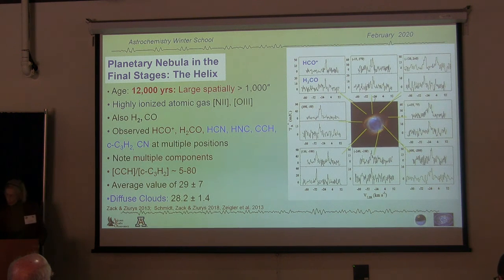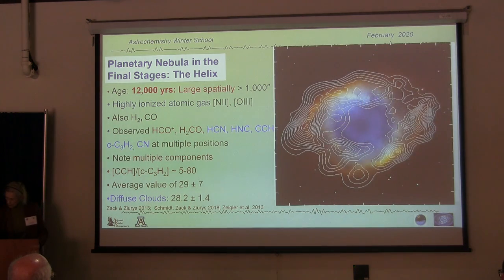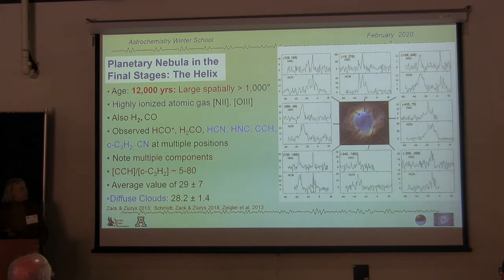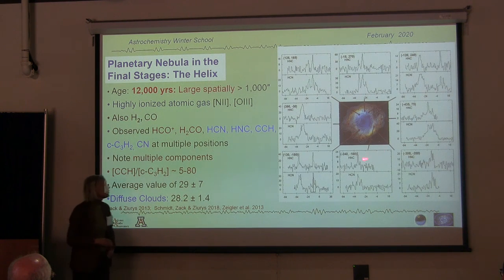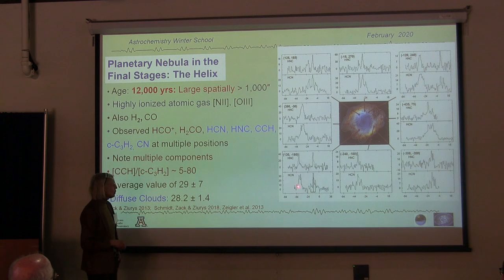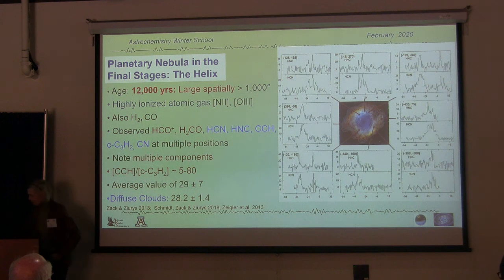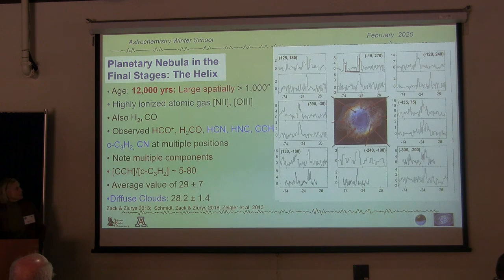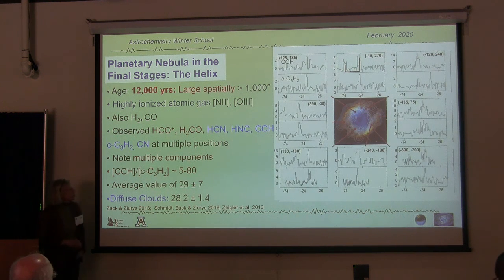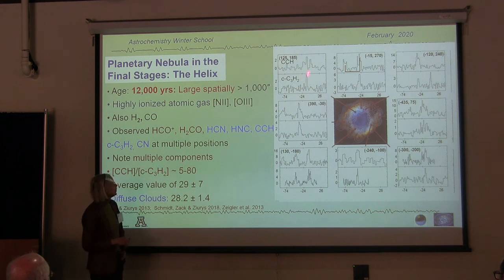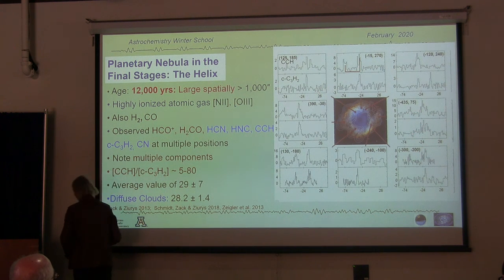In addition to HCO+ and formaldehyde, we looked at HCN and HNC, and HCN profiles are complicated because of the nitrogen quadrupole hyperfine structure. These are the 1 to 0 lines. Once again, we detected both lines across the nebula. And then cyclic C3H2 and CCH. And once again, CCH has a hyperfine structure, which makes the profiles even more complicated, but one could deconvolve that. And we were seeing it at every position.